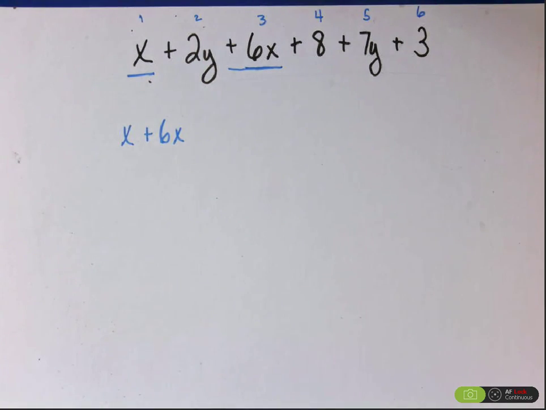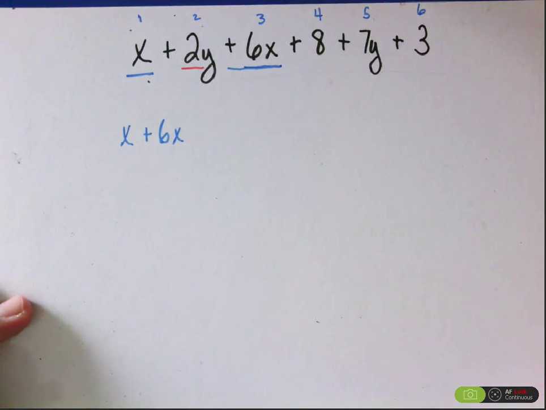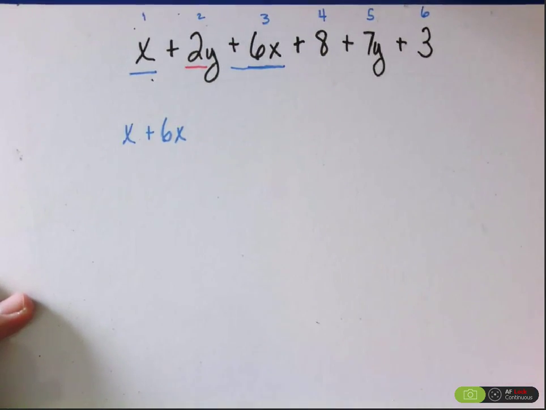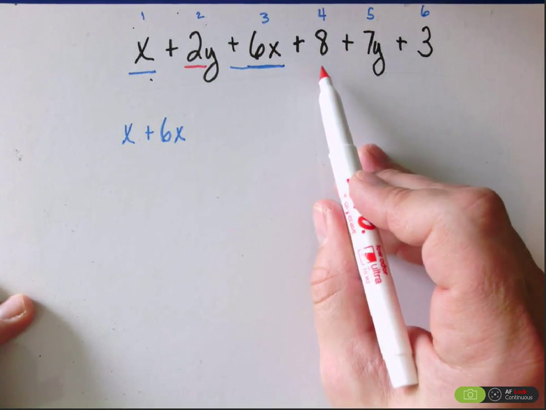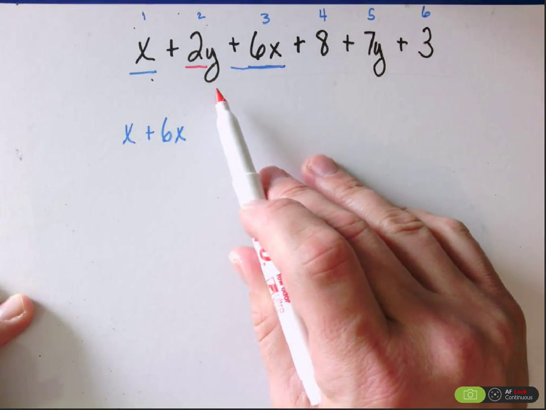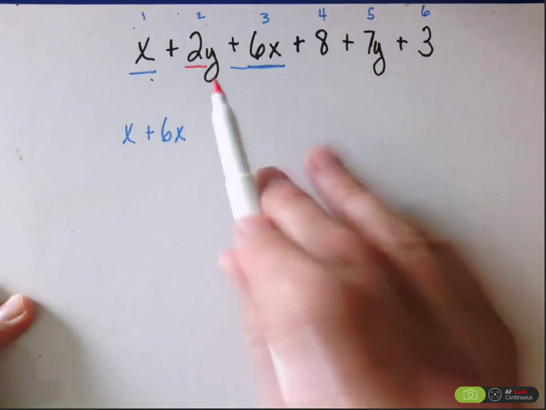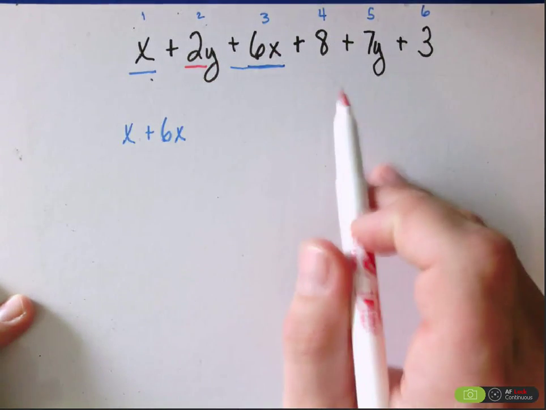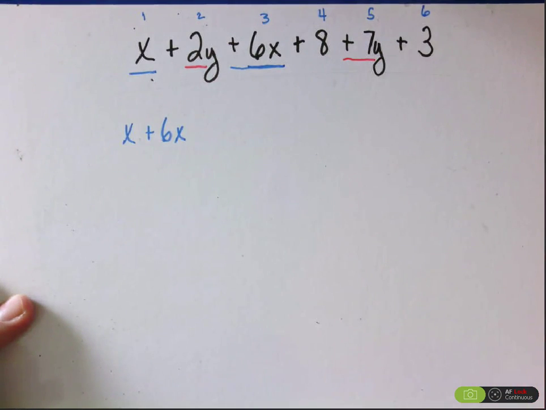Let's look at the next one on the list. The next one is 2y. So we want to see, is there another term here that has y as the variable that's not raised to any power? The next term that we haven't used yet is 8. It's a constant, so it doesn't have a variable, so it's not going to match. Plus 7y. Y is the same as y, and they're both not raised to a power other than 1. So plus 7y does match plus 2y. And then 3 is a constant, so it's done.